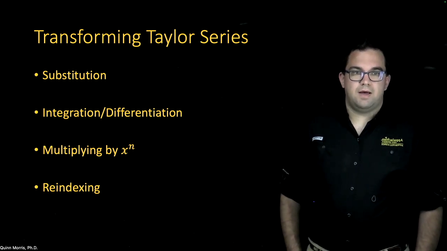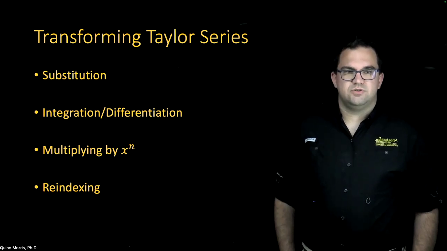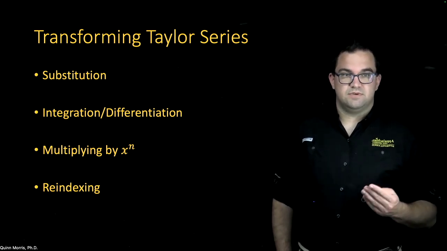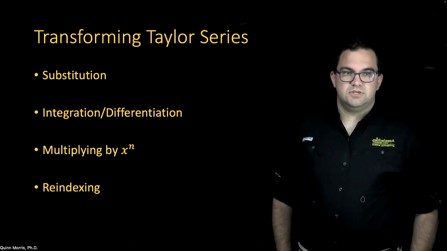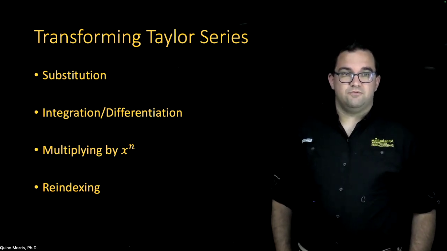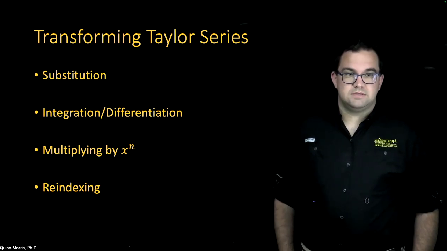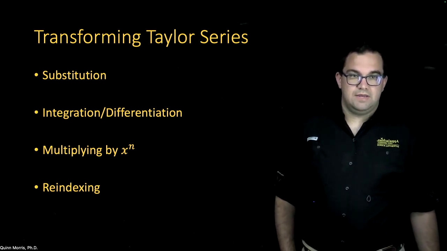So the first way is by substitution, by simply substituting in sort of a change of variable, although it has to be of a specific type, into a Taylor series that's already known. The second way is by integrating or differentiating a given Taylor series. The third way will be multiplying a Taylor series by a power of x. And then the last way will be by reindexing.